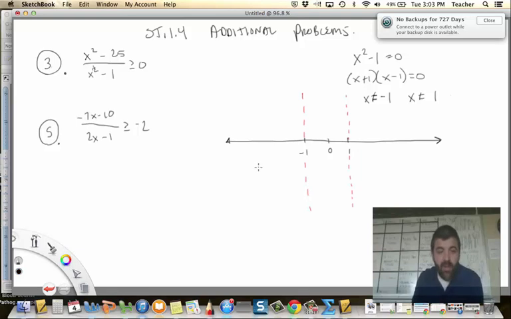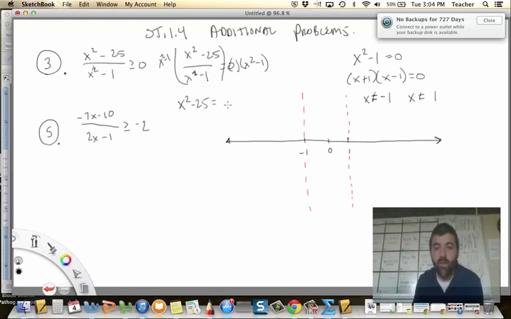Alright, so the next thing we've got to do is change this inequality so it says equals 0. So we're going to have x squared minus 25 over x squared minus 1 equals 0. So now I've got to solve for x. I'm going to multiply both sides times x squared minus 1, and we're going to get 0 on this side. So we're left with x squared minus 25 equals 0. And if we factor this one, we get x plus 5, x minus 5.